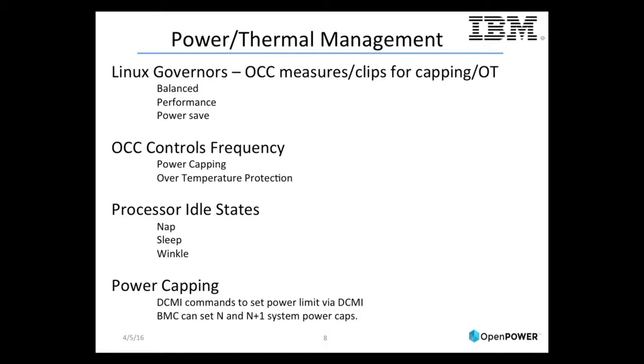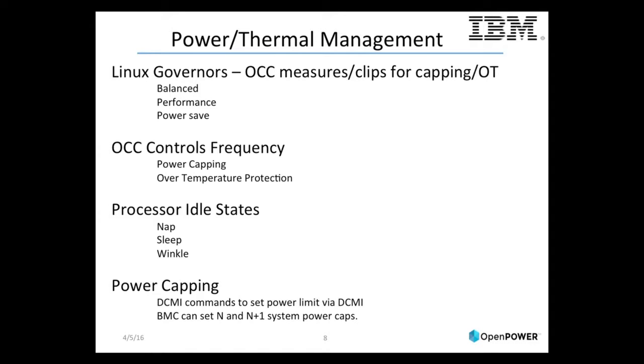All right, so I should point out the way this works. The standard Linux governors that you'd be used to using with any Intel system, those are still in place. You can have performance, on-demand, balance, power save. Those governors work, and they still set the frequency and say, here's the frequency I want the system to run at. The OCC is just there to enforce power and thermal limits to make sure that we don't go over power or over temperature. Also, we do have the idle states, just like the Intel systems. So we have nap, sleep, and winkle. We shut off clocks. We turn off clock and cache. And that's really a great way to save power when you're not using your processors at all or for a period of time.